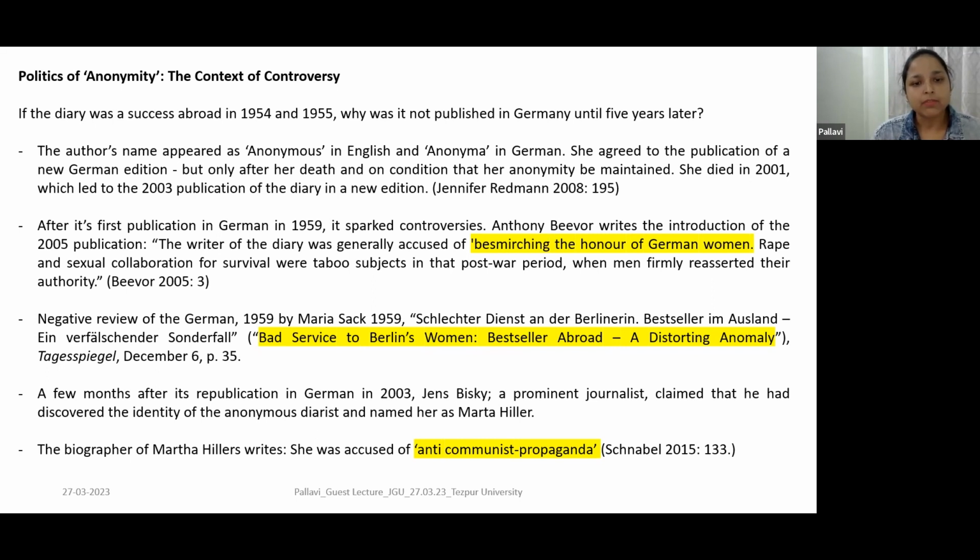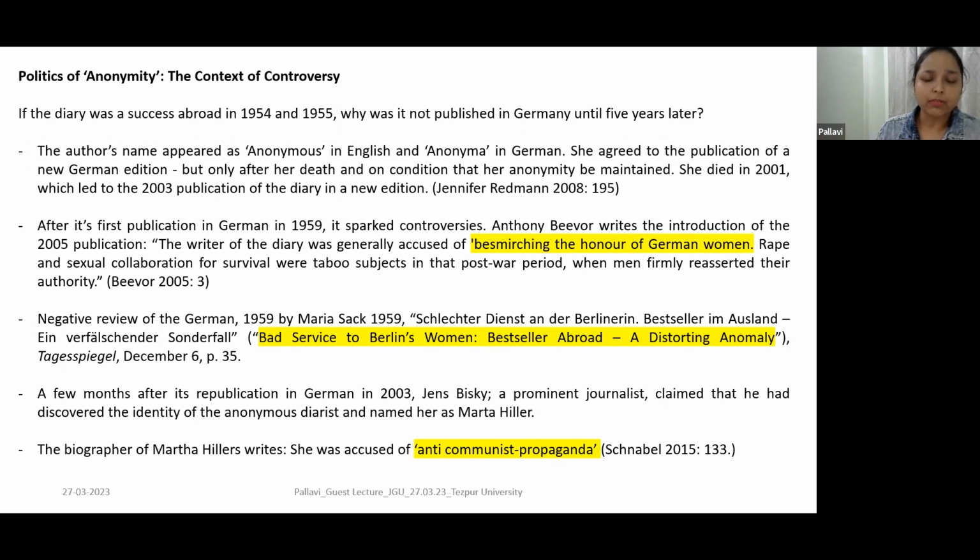A few months after its republication in 2003, a prominent journalist named Jens Bisky claimed that he had discovered the identity of the anonymous diarist. He named her as Martha Hiller, who was a journalist during National Socialism, and who was also termed a Nazi sympathizer at that time, but there was no authentic proof to say this clearly.